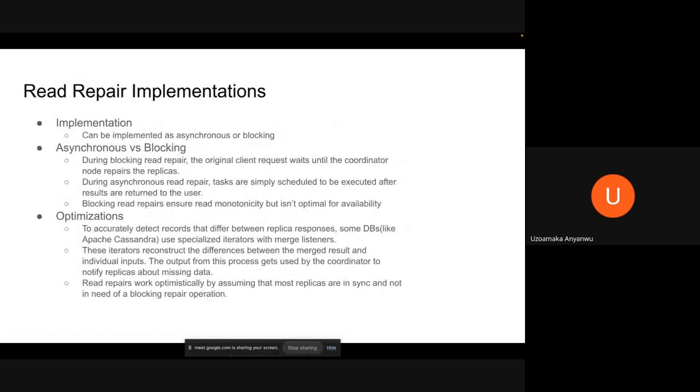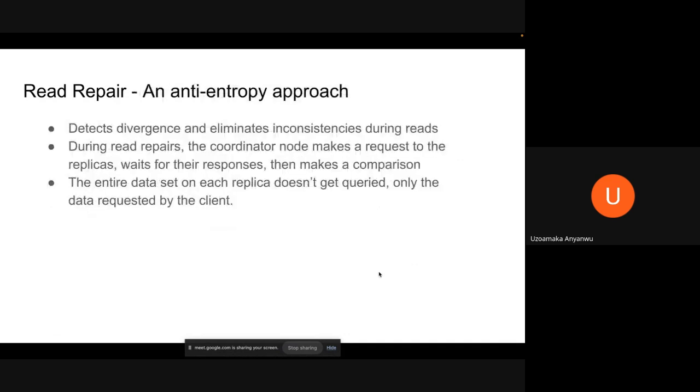Okay, so we're going to focus on read repairs. Sorry, can you go back? I think you missed the slide. Yes.